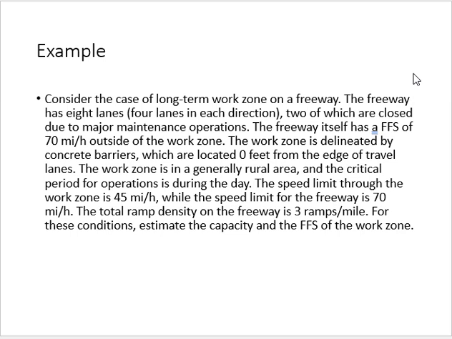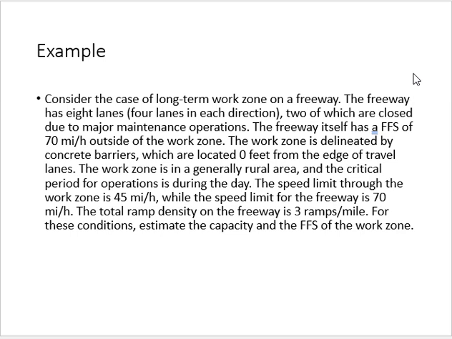Okay. We have a freeway with 8 lanes. 8 lanes meaning 4 lanes in each direction. Okay. 2 of these are closed. 2 of the 8 lanes are closed. Meaning how many in each direction? 1 in each direction. Right? Out of 8, 2 are closed. So 1 in each direction is closed. Okay.